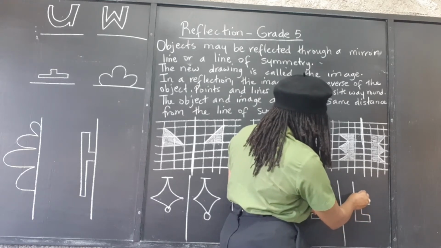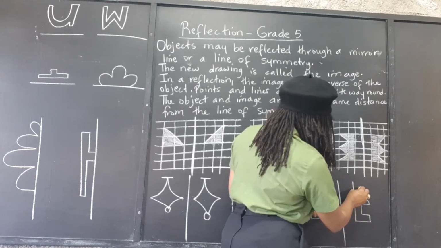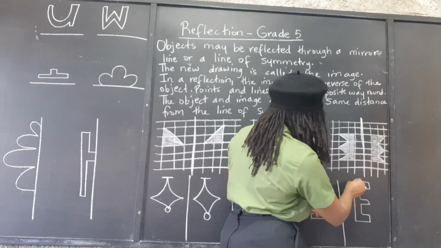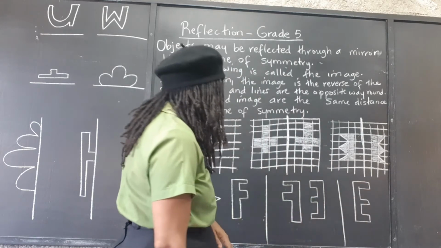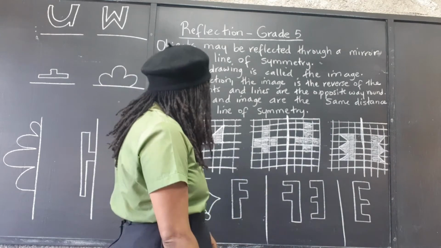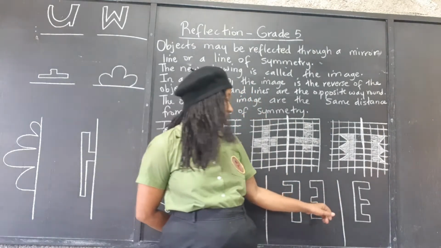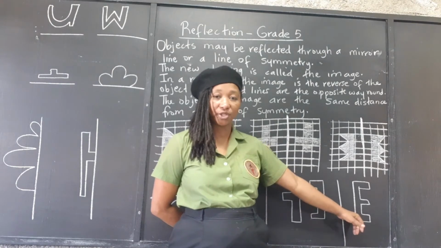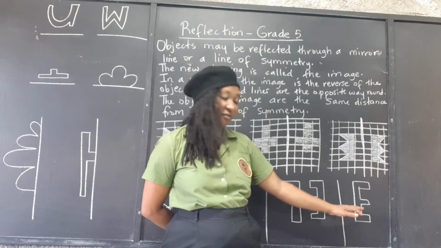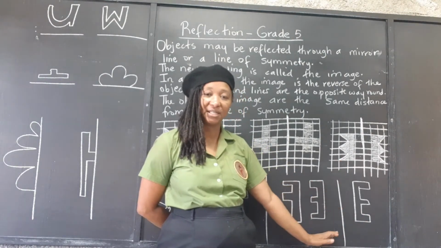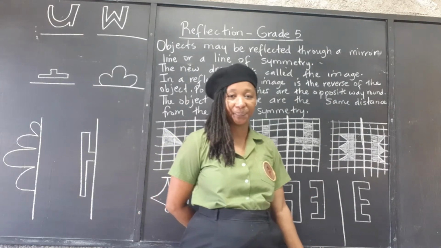So we're estimating using our judgment. How is that? Using our judgment, we see. So this is our object. This is our image under a reflection through a vertical line of symmetry.